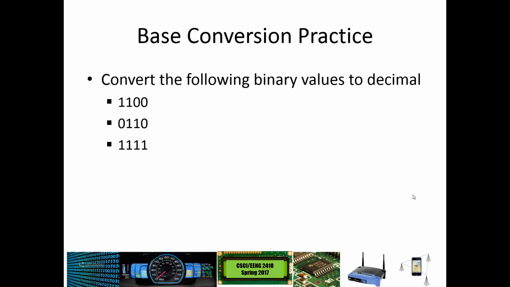And we're back. What values did you get? Okay, for 1100, that should be 2 to the third, you have a 1, and 2 to the second, you have a 1, so that would be 8 plus 4, so that should work out to 12 decimal. And 0110 should be, you have 2 to the second and 2 to the first, so that's 4 plus 2, that is 6.